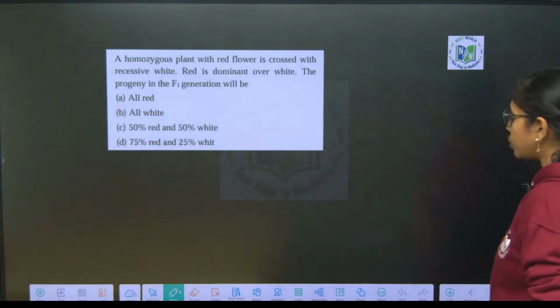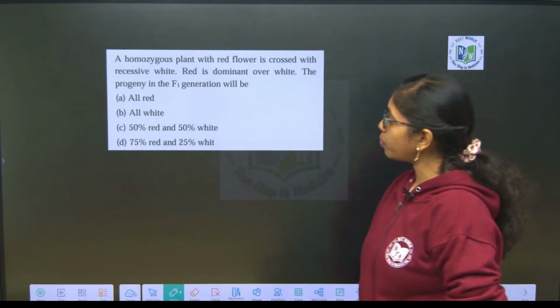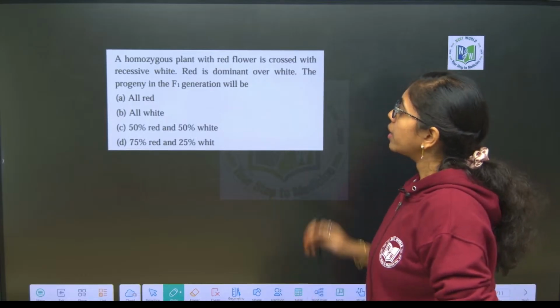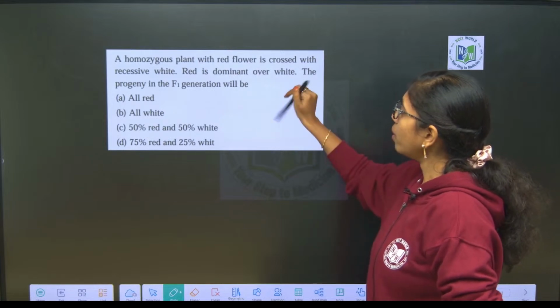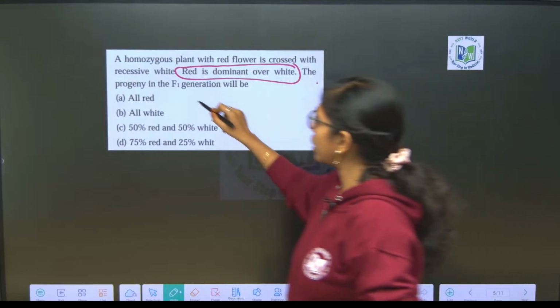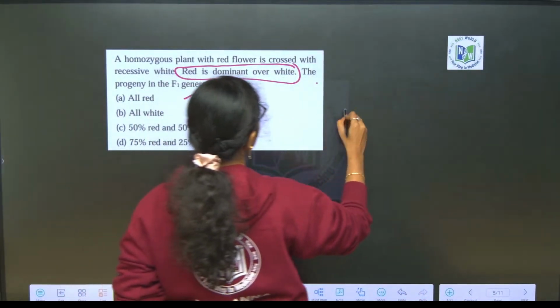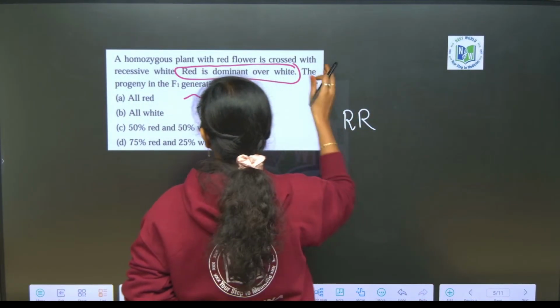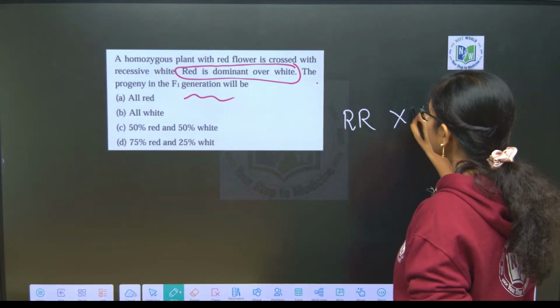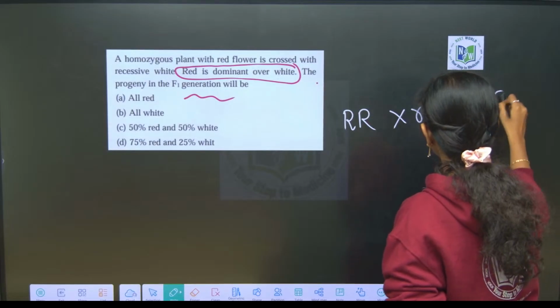And then next question, a homozygous plant with red flower is crossed with recessive white. Red is dominant over white. The progeny in the F1 generation would be? So, homozygous red color flower is crossed with recessive white color flower, and they asked us for the F1 generation.